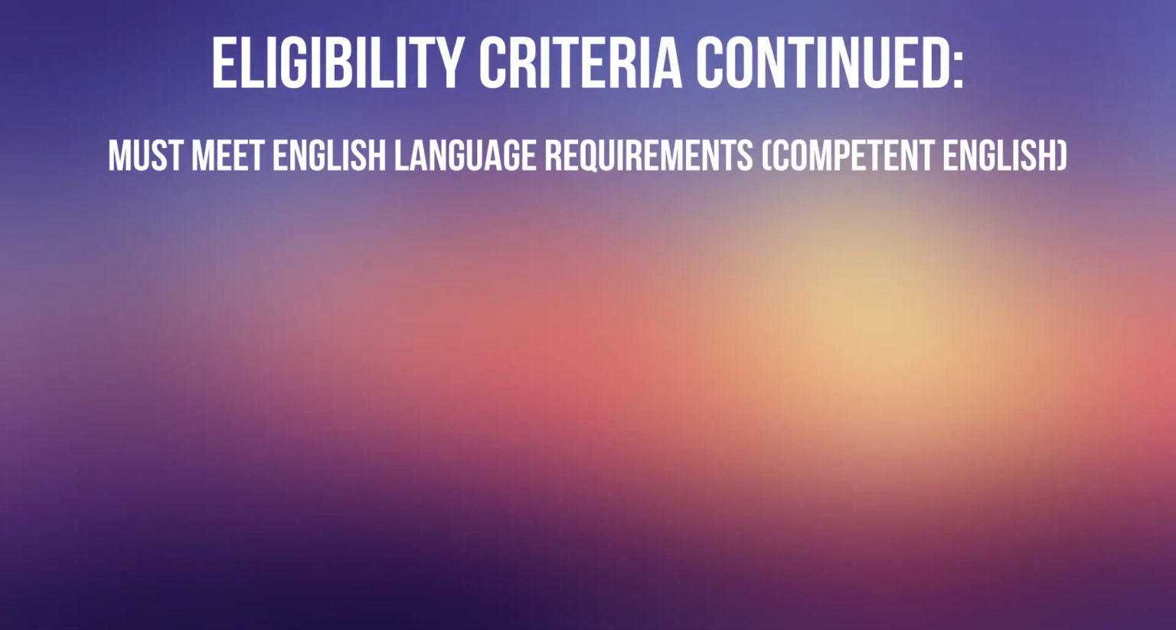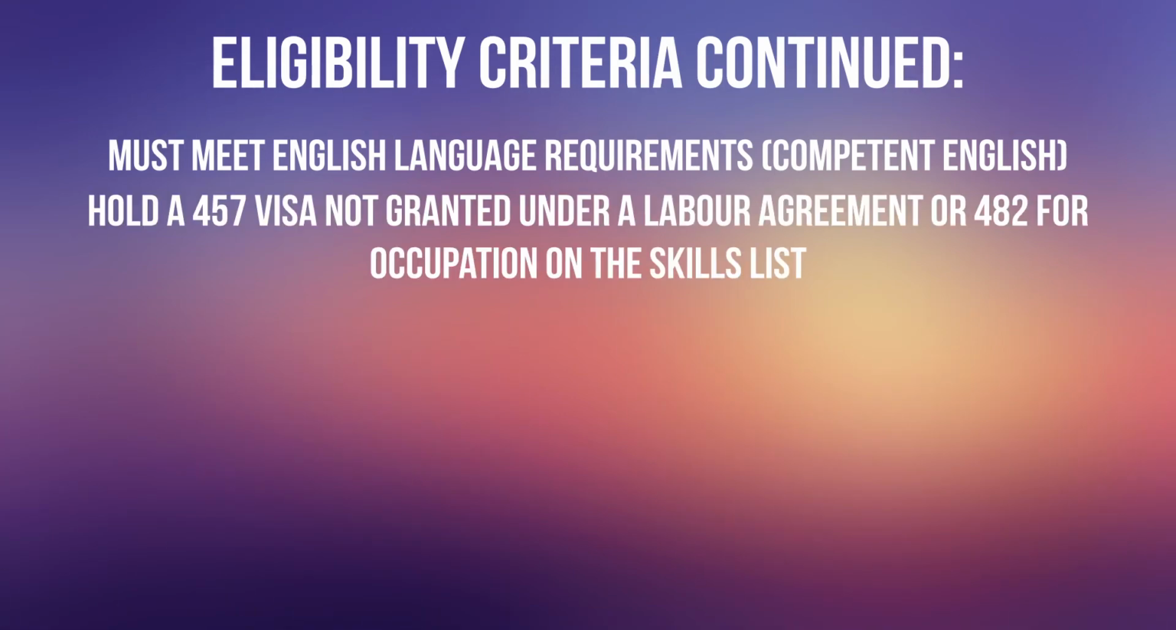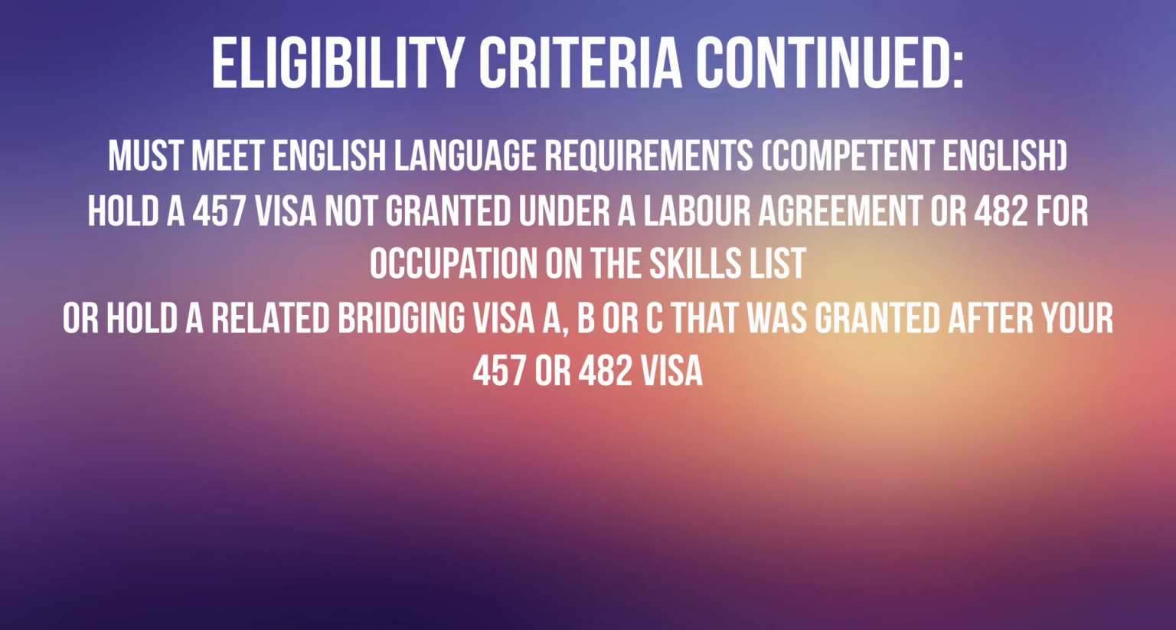You will need to meet all necessary English language requirements. You must have at least competent English. There are no exceptions. As stated, you will need to hold either a Subclass 457 visa not granted under a labour agreement stream or a TSS visa for an occupation that is on the skills list. Alternatively, you can hold a related bridging visa A, B or C. The bridging visa must have been granted after your Subclass 457 or TSS visa expired.